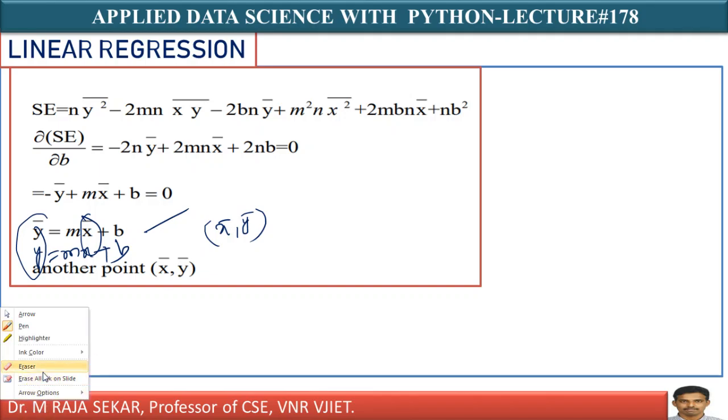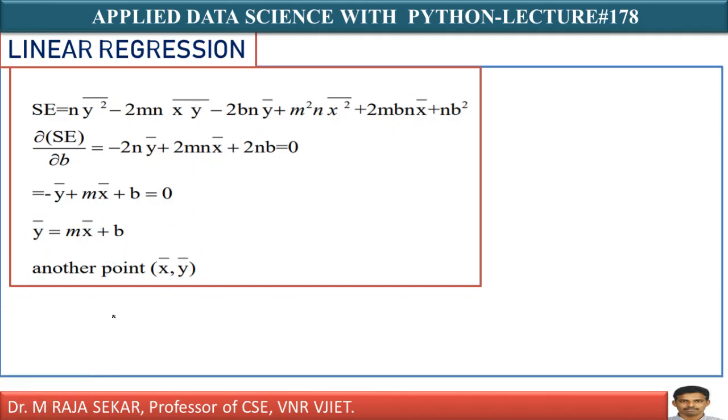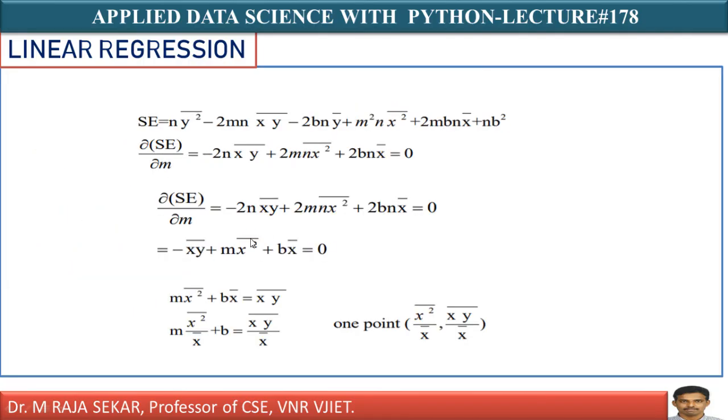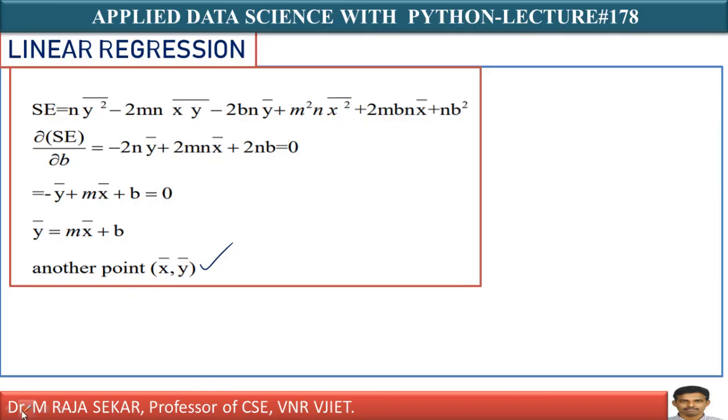Now I have got 2 points, isn't it? If you want to draw the best line, what does it imply? That line has to pass through these 2 points. Which 2 points? This point and another point, this point. Your line must pass through this point and this point, isn't it? If you want to draw a line, it should minimize the sum of the squares.